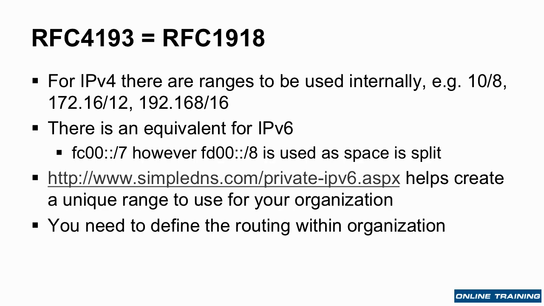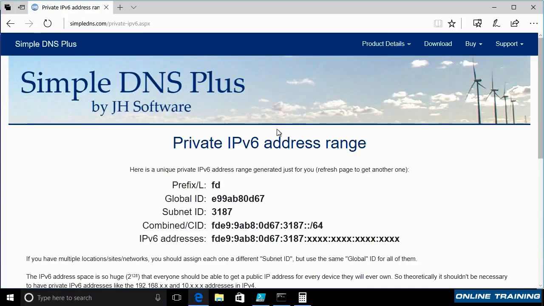But this website, if you go here, it will help generate you an automatic IP range. So here you see I went to the site and it automatically created a global ID for me. And it's showing me how I'd actually use that in my environment. If I refresh, it gives me a new one. So it is just randomly generating that global ID part for me. And I just then use that in my environment. So in this case, I would use that as part of my configuration.